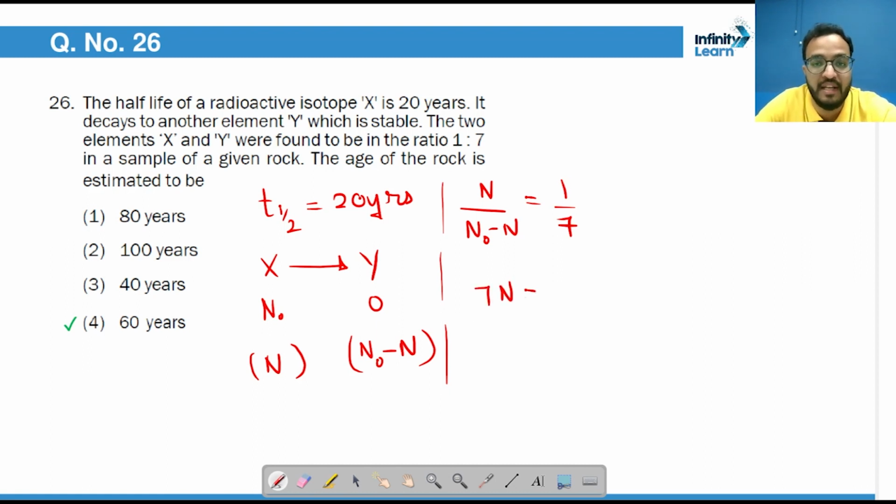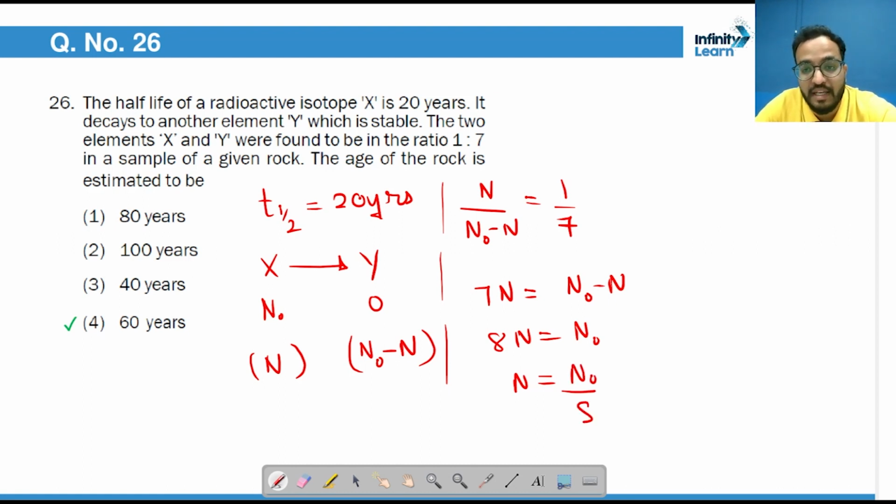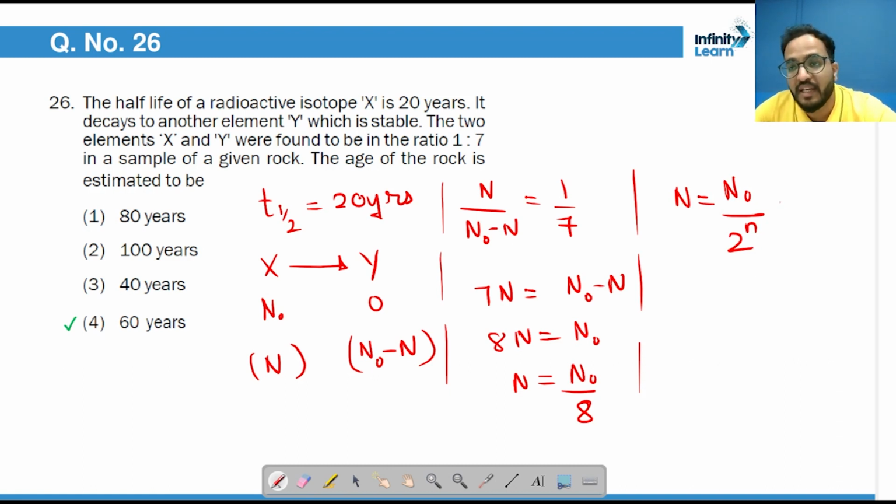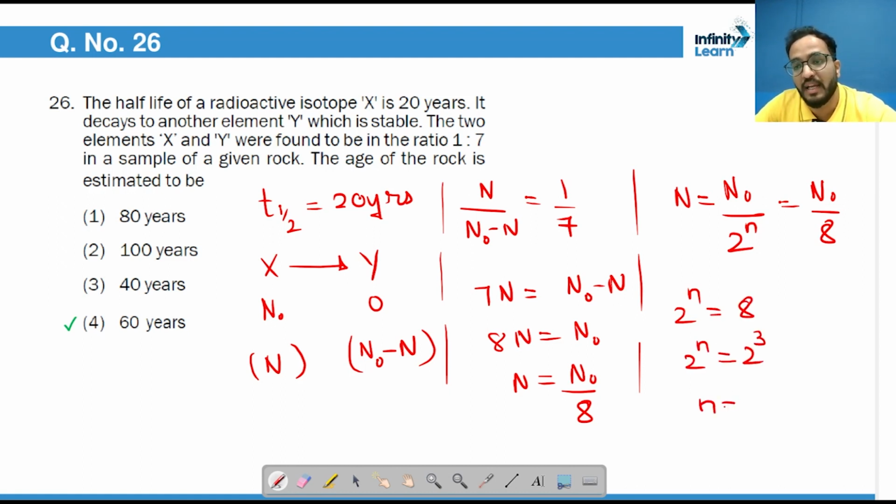So it will be 7N equals N naught minus N. 8N equals N naught. So the remaining concentration will be N naught by 8. Now we have the formula. Current concentration is N naught upon 2 to the power n, where n is the number of half-lives. So we compare with N naught by 8. So 2 to the power n equals 8, that is 2 to the power 3. So n equals 3.